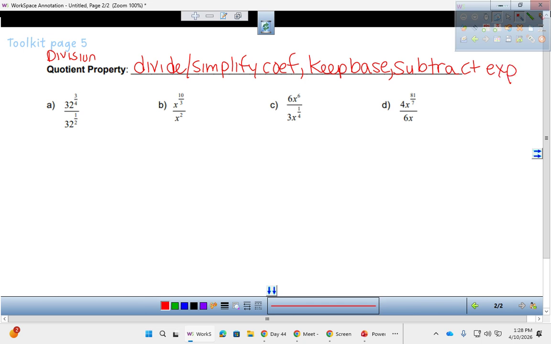You'll know it's a division problem. It's pretty obvious looking. It's like a really big fraction, all right? So we are going to divide coefficients, keep the base, and subtract the exponents. What is a coefficient?